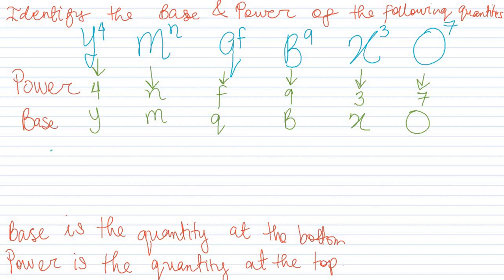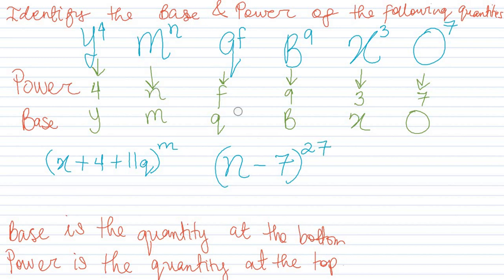What is the power in x plus 4 plus 11q, in m raised to power m here? What is the power of n minus 7 raised to the power of 2x? Sorry, not 27, 2x. I don't know why I just put 27, that human error.